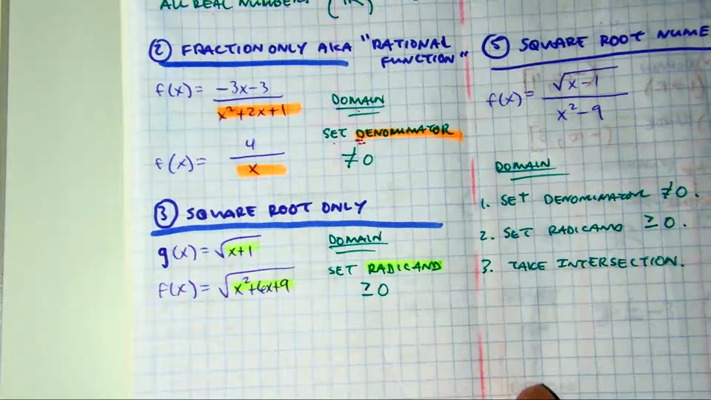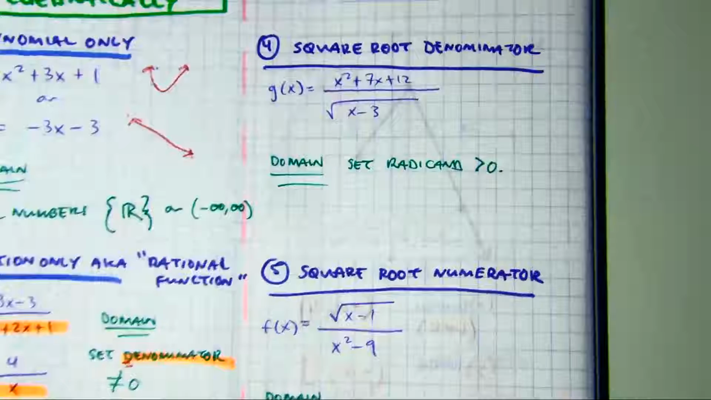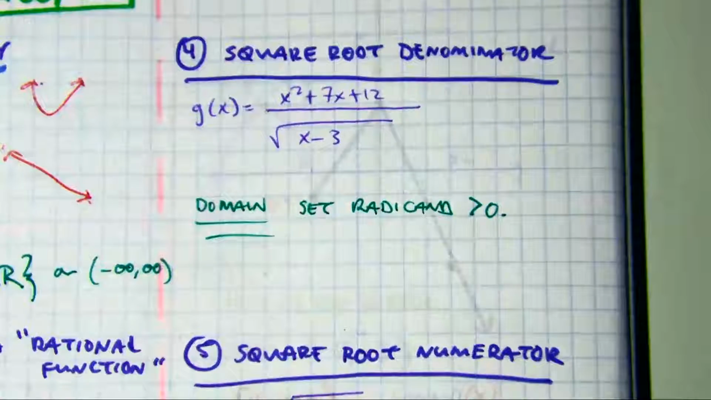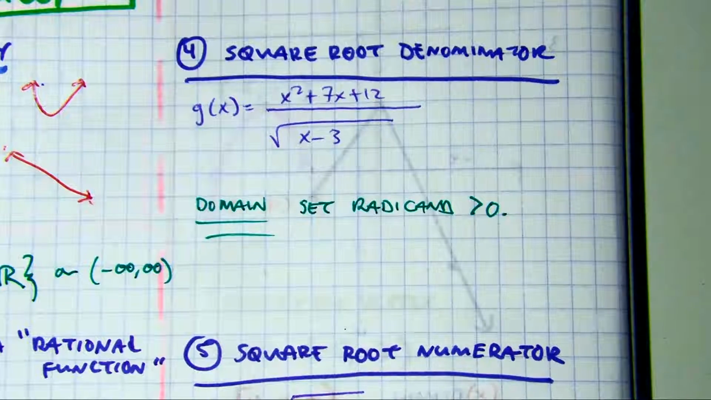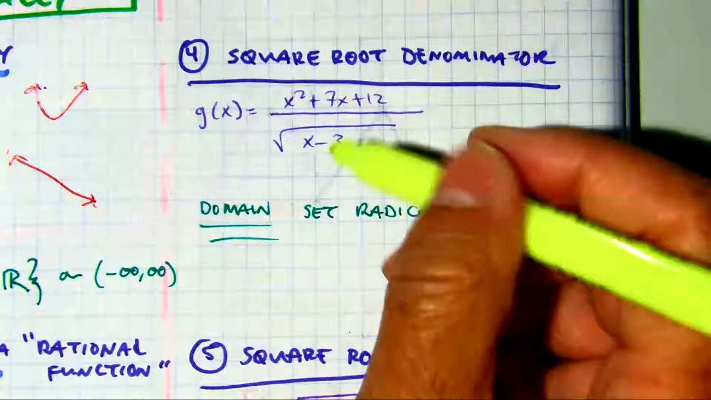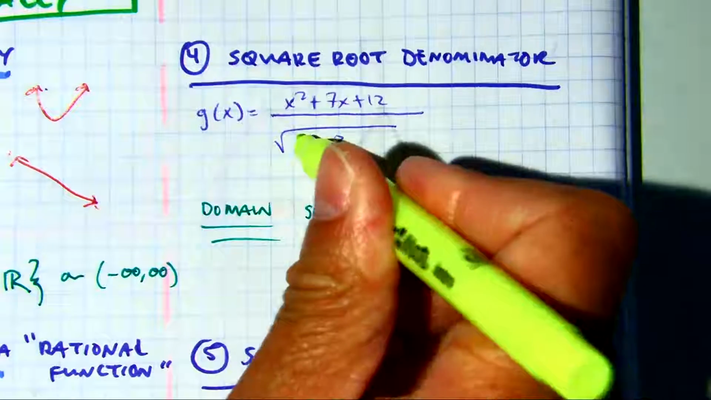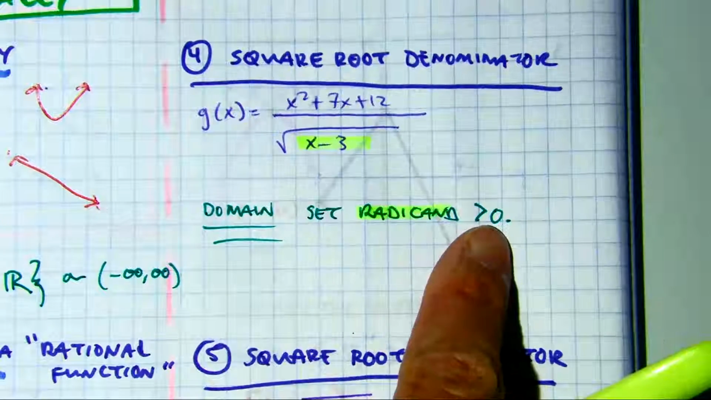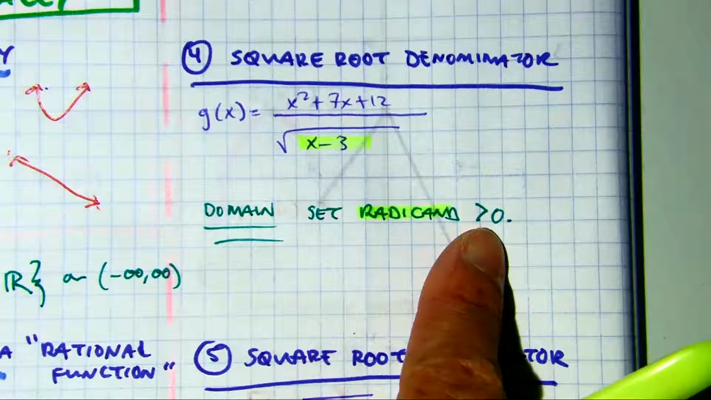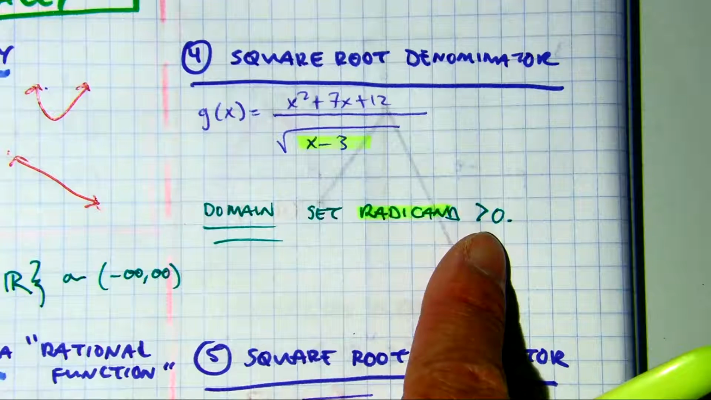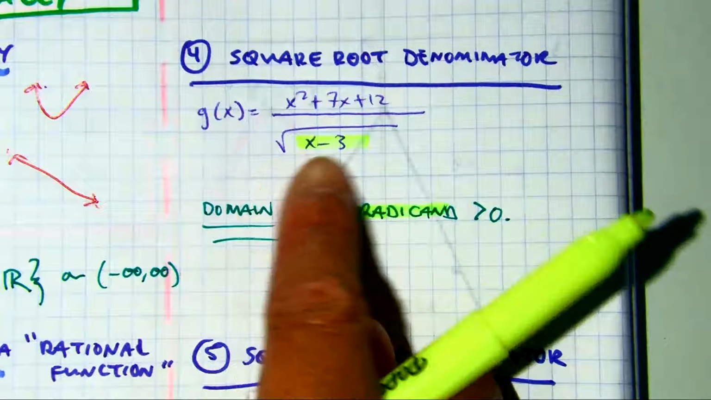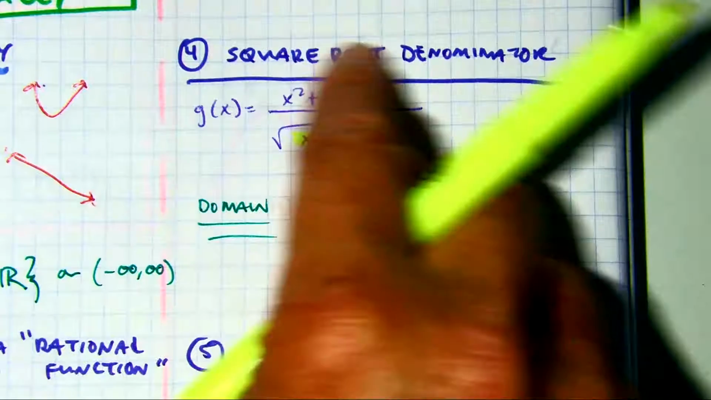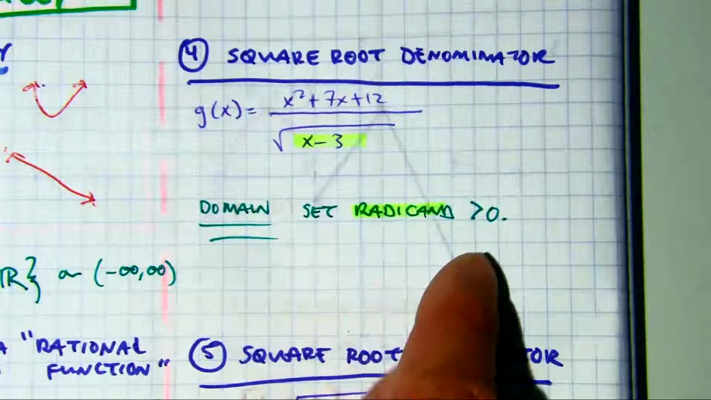Number 4, let's just say you have a square root in the denominator, or in the bottom of the fraction. So you're going to set the radicand here greater than 0. And the reason why you put it greater than 0 is because if you make it equal to 0, if you did like 3 minus 3, you would get 0, square root of 0 is 0, and then this would all become undefined. Divided by 0 would be bad, so it has to be bigger than 0.